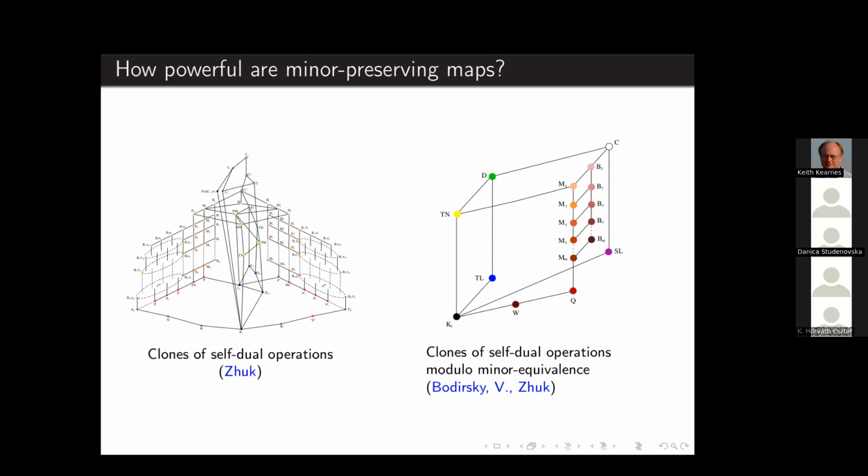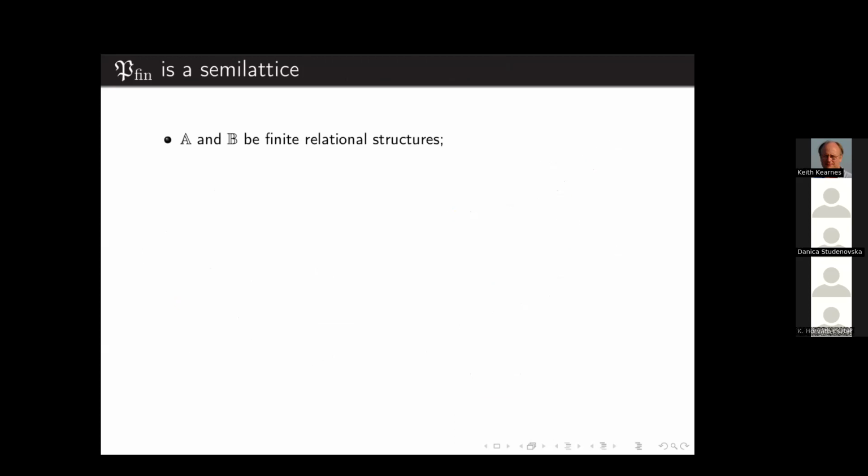As I said, there might be no hope, maybe with the current tools that we have, to describe clones on a 3-element set up to inclusion, but up to minor equivalence, there seems to be hope to do this. And this will still give us, for the reason that I explained before, a good understanding of clones on a 3-element set. Okay, let's go ahead.